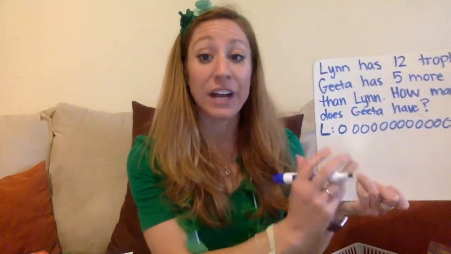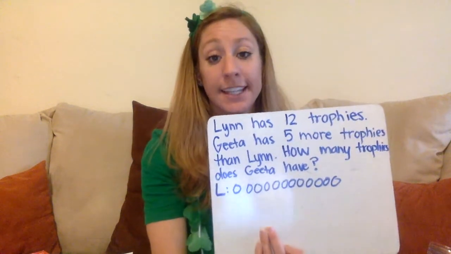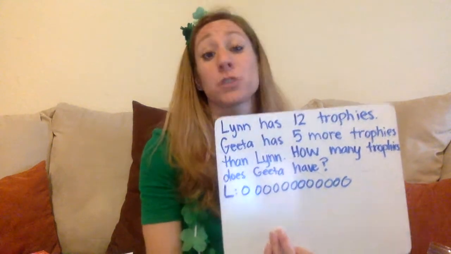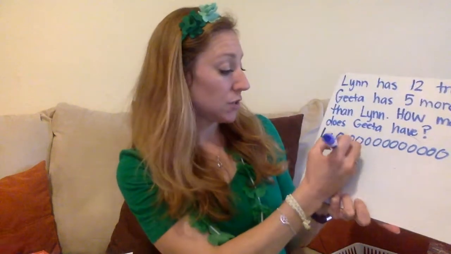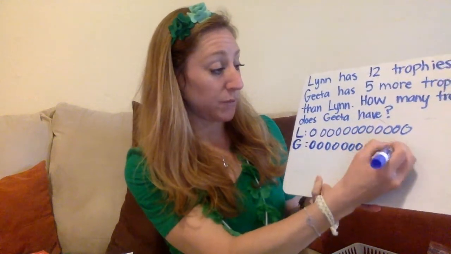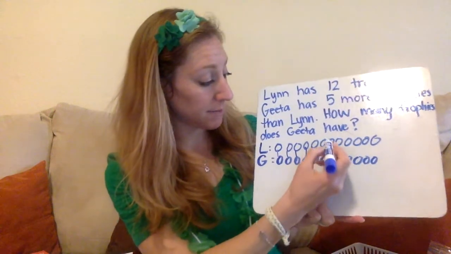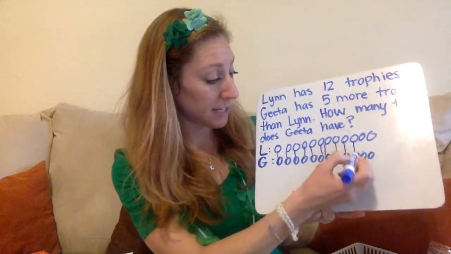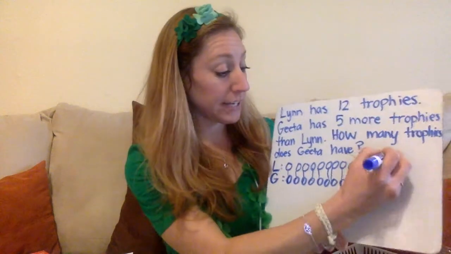So Gita has 5 more than Lynn. So I know Gita's going to have more trophies than Lynn. So Gita has to have more than 12 trophies because she has more than Lynn, who has 12. So what I'm going to do is start by matching up each of those, so they have the same number, plus Gita has 5 more. So here, same, same, same, all the way to 12, right? Now, this is where we get different.